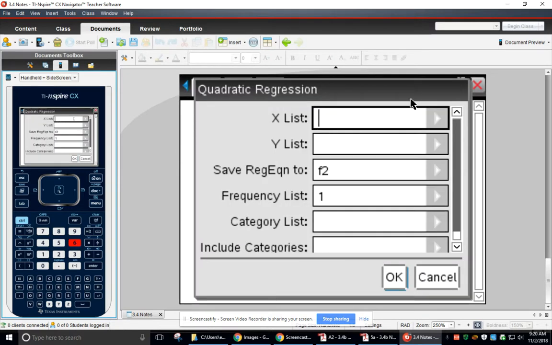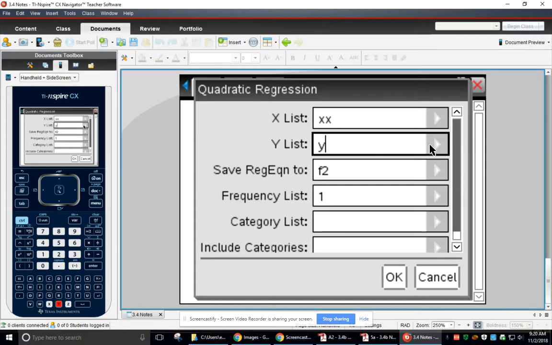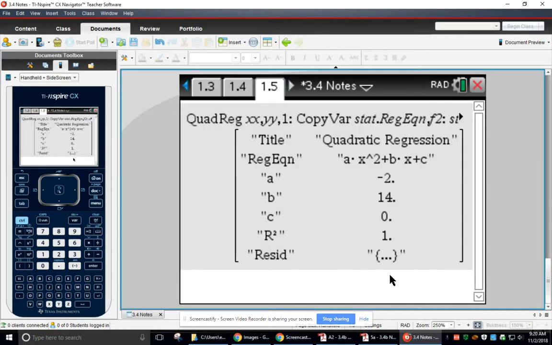In this one, you can click this arrow or you can actually type in the letters yourself. I could type in X X. You can hit Tab to move on, Y Y, and then just click OK. And so here you have -2 for your A, B is 14, and C is 0.